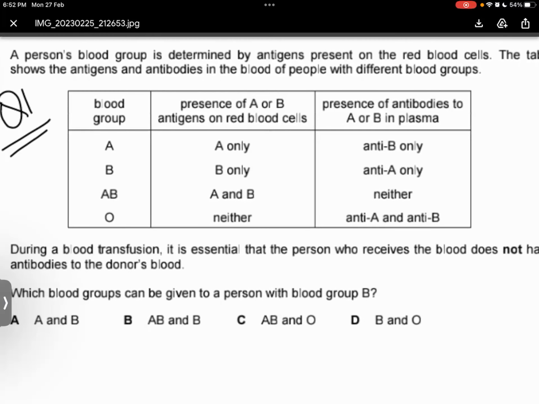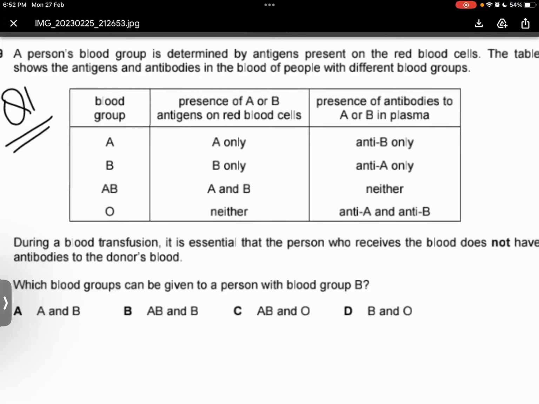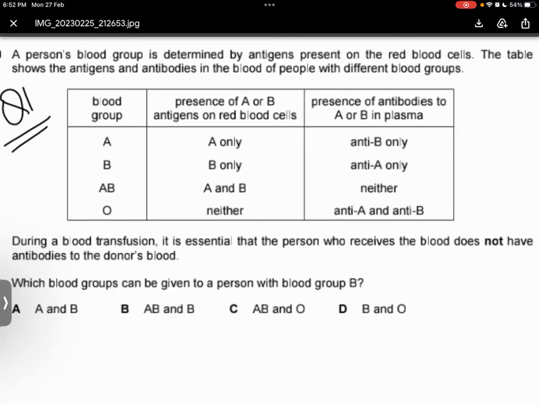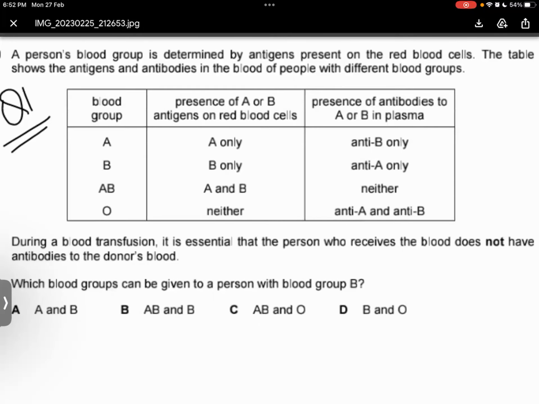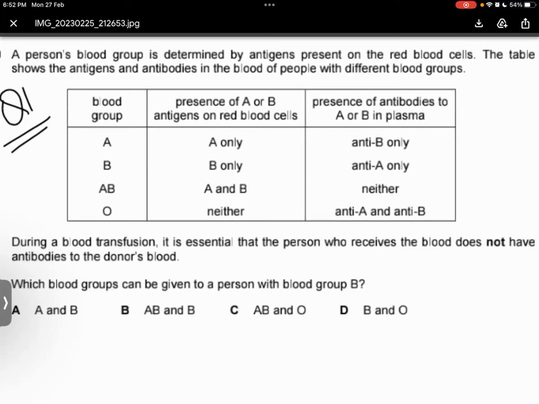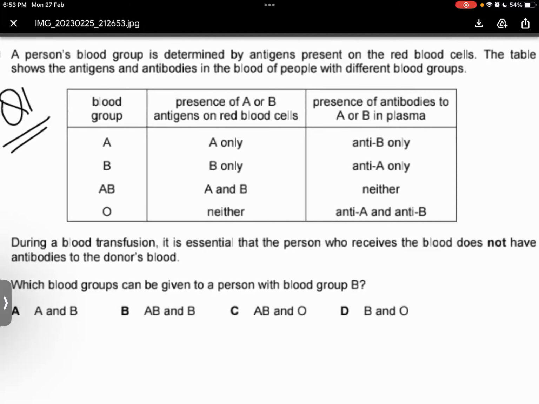अच्छा, and then there is a person who is blood group O. ओ वाला जो ब्लड ग्रुप है ना, he neither has A antigen nor B antigen और इसके पास दोनों एंटीबॉडीज हैं. ठीक है. Now the question is, during a blood transfusion it is essential that the person who receives the blood does not have antibodies to the donor's blood. ठीक है. Which blood groups can be given to a person with blood group B? Blood group B को हम कौन सा blood दे सकते हैं?